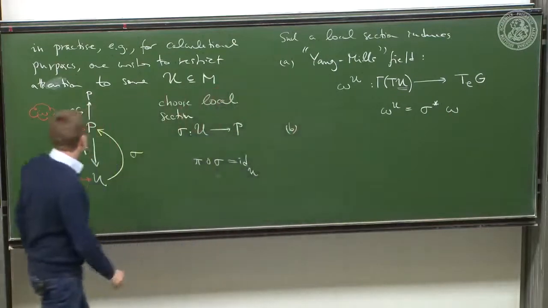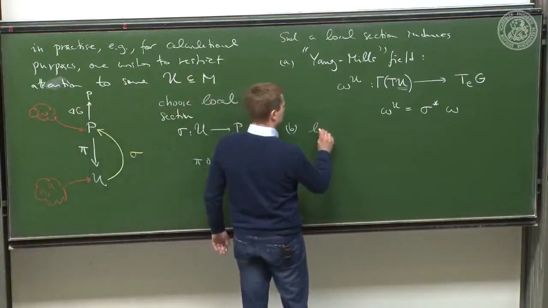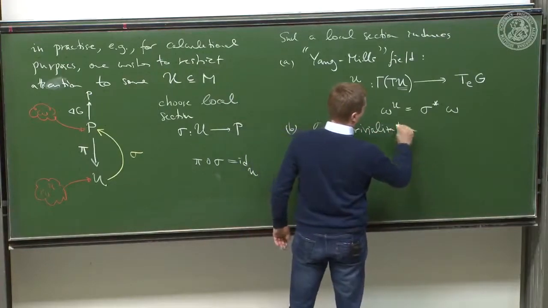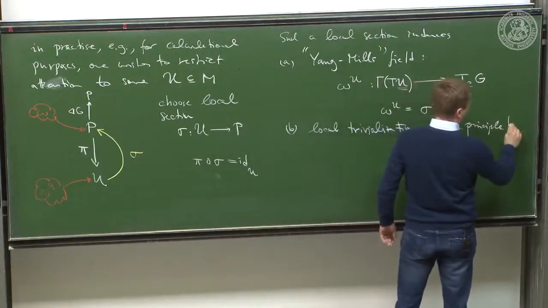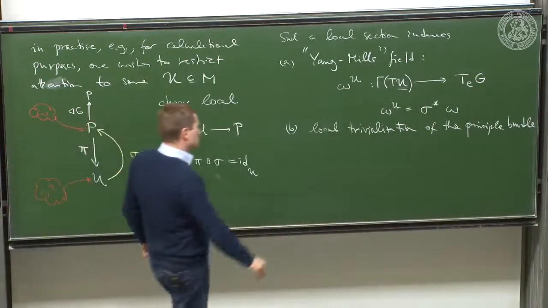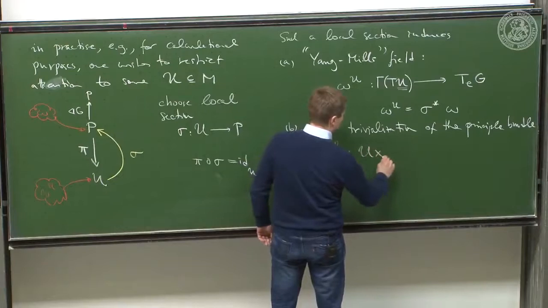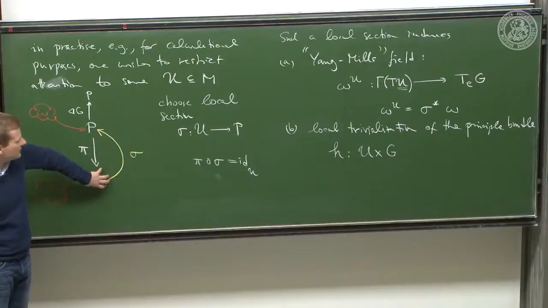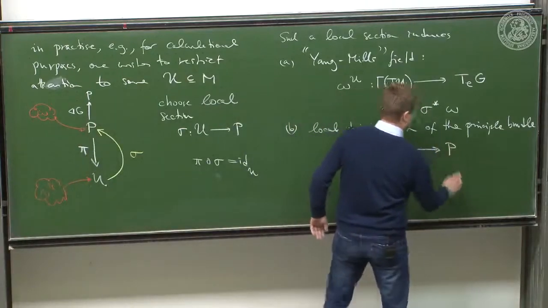Now, this section does another thing. This section can also be used to define a local trivialization of the principal bundle. So what is a local trivialization? We call it H. A local trivialization is a map that takes this local region, attaches to each point of it the group, and maps this into the bundle.